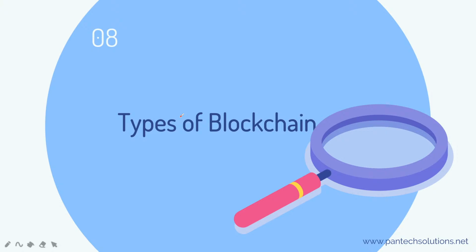If you change anything, the ASCII value of that block will also change, and it will affect the next block. So, about blockchain, now we are clear. Now we will see about types of blockchain.